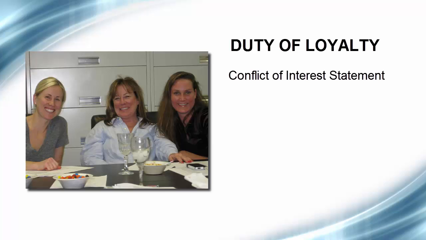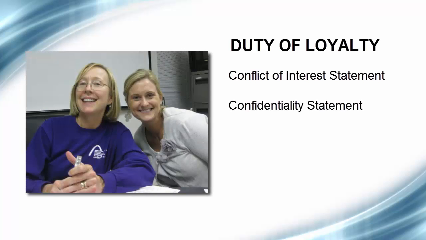Another important form to sign is the confidentiality statement. Many of the topics discussed within the board meetings might not be information that is ready to be shared with the public. Please, unless otherwise specified, for the sake and integrity of the association, keep all board discussions to yourself.